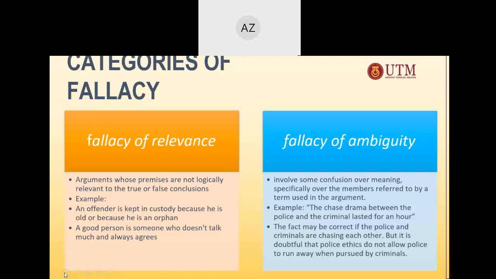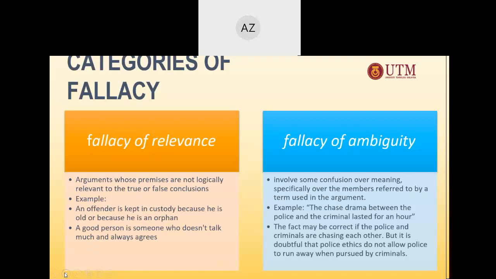There are some examples. The example is: an offender is kept in custody because he is old or because he is an orphan. A good person is someone who doesn't talk much and always agrees. As I said in the definition of fallacy of relevance, we cannot define whether this is true or false. Like in the last example, a good person is someone who doesn't talk much and always agrees. We cannot measure whether he or she is a good person from their behavior that he doesn't talk much, right?